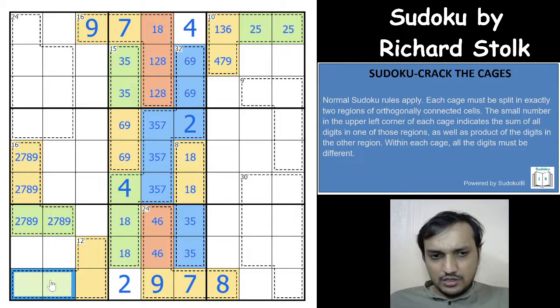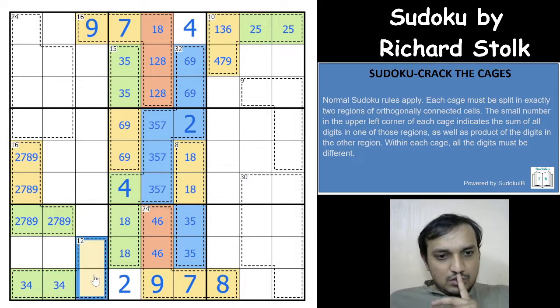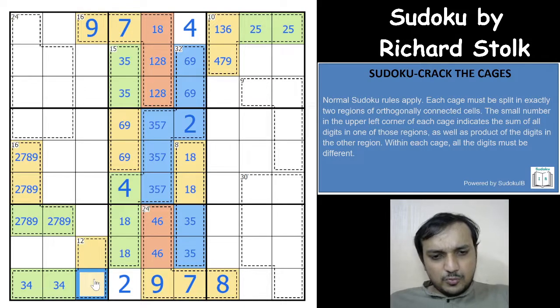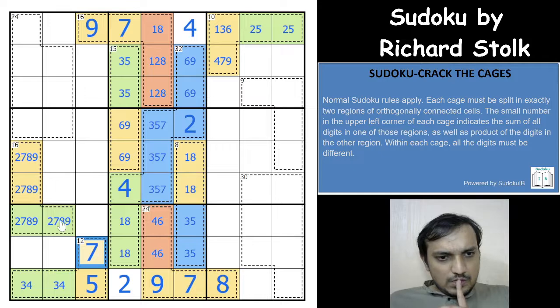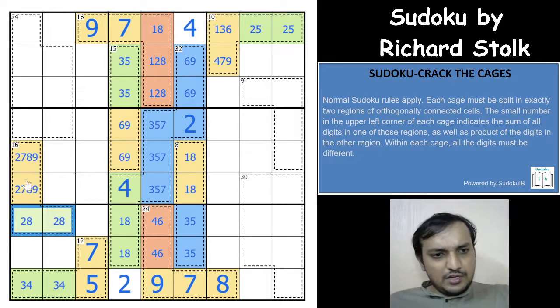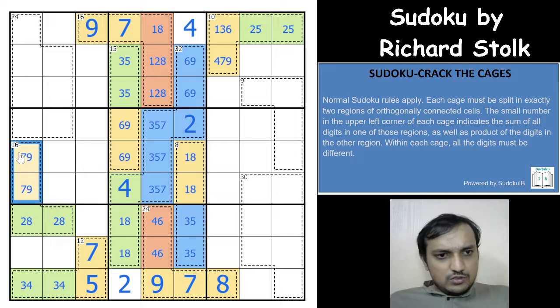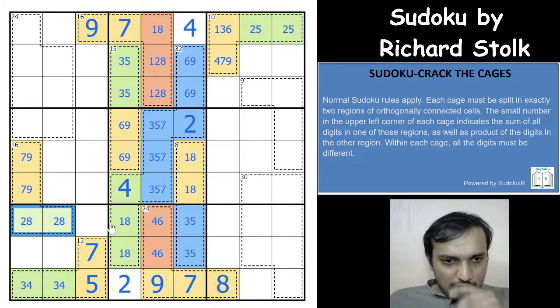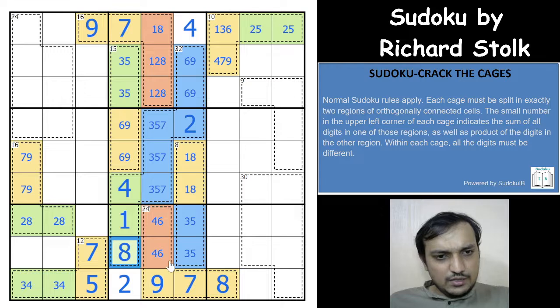This is the product, and product is 26 or 34 for the 12. 26 is not possible, so this is 34. So the sum would be 93 is not possible, 84 is not possible, 5 and 7, right? And that eliminates 7 from this cell, so 7 as 9 is eliminated from this cell. So 7 and 9 would have to be here, 2 and 8 would have to be here. That 2 and 8 gives you 1 and 8 here.